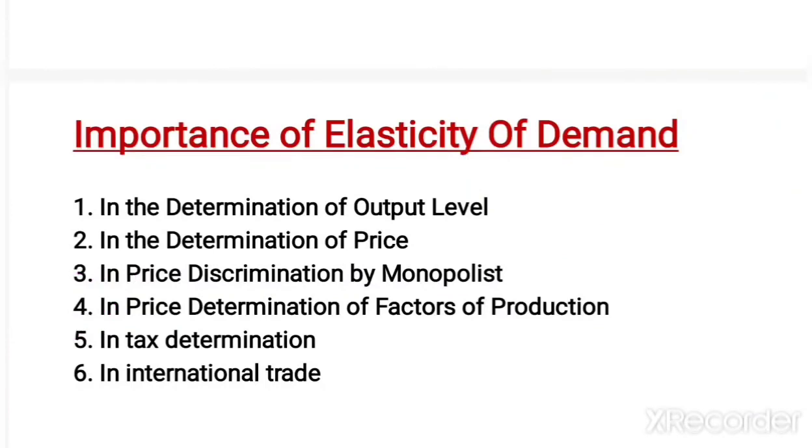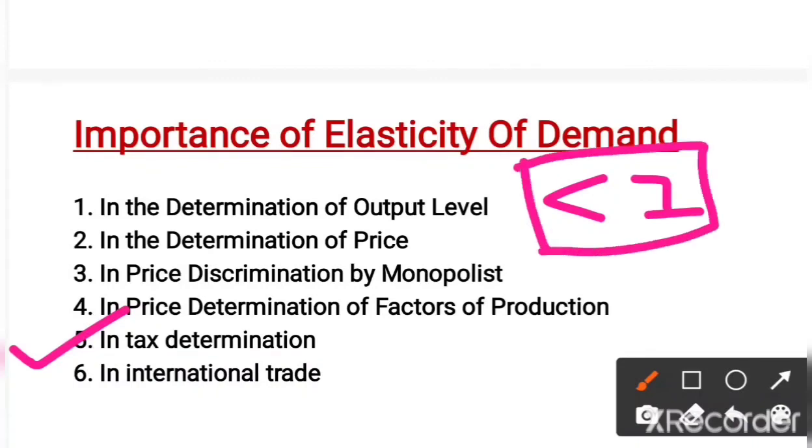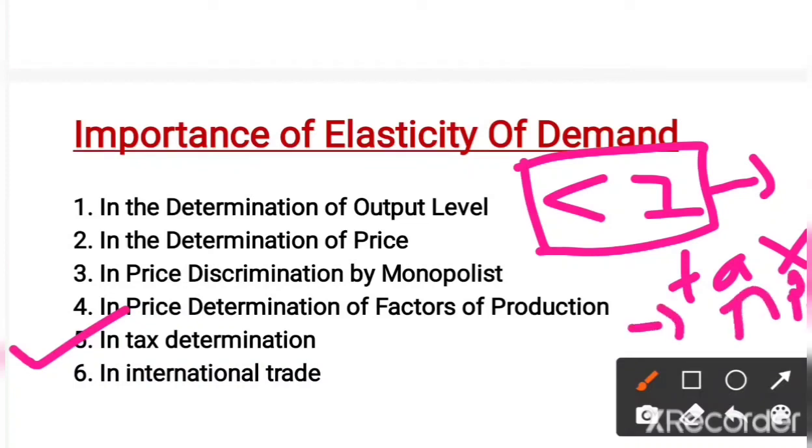What is the fifth importance? The fifth importance is in tax determination. It is related to your government. The government will put a high tax on goods which have less elasticity, because the government knows that people will purchase these goods even though there is a change in price. If they are purchasing, they will definitely pay some tax. If the government raises tax on such goods, it will definitely get more profit. That's why the government will increase the tax on less elastic goods and decrease the tax on more elastic goods. So that is the fifth importance.